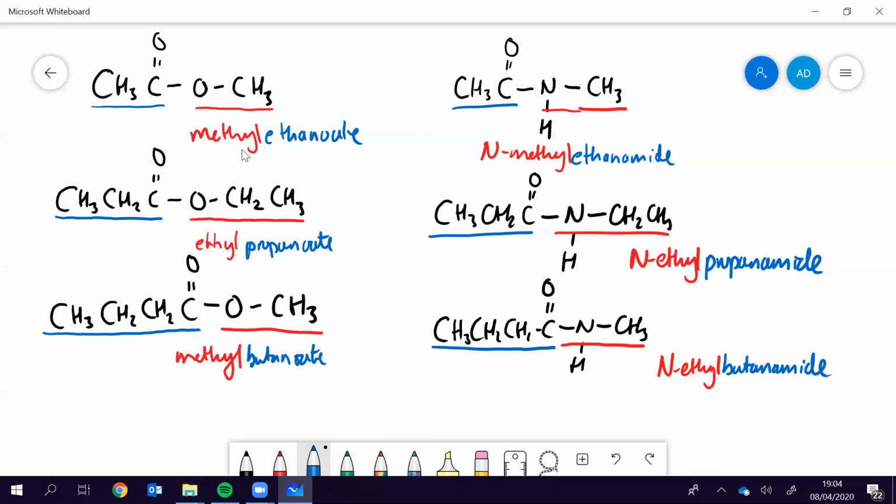Okay, so that is the N-substituted amides for you. And again, I like to think of them as being nitrogen esters, but they're not called that. And the only difference between them and an ester is you've swapped the oxygen for a nitrogen. Okay.